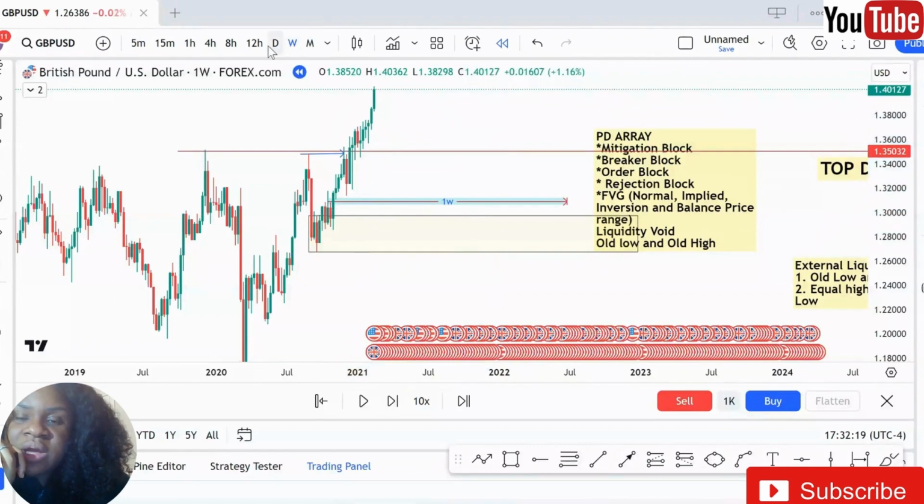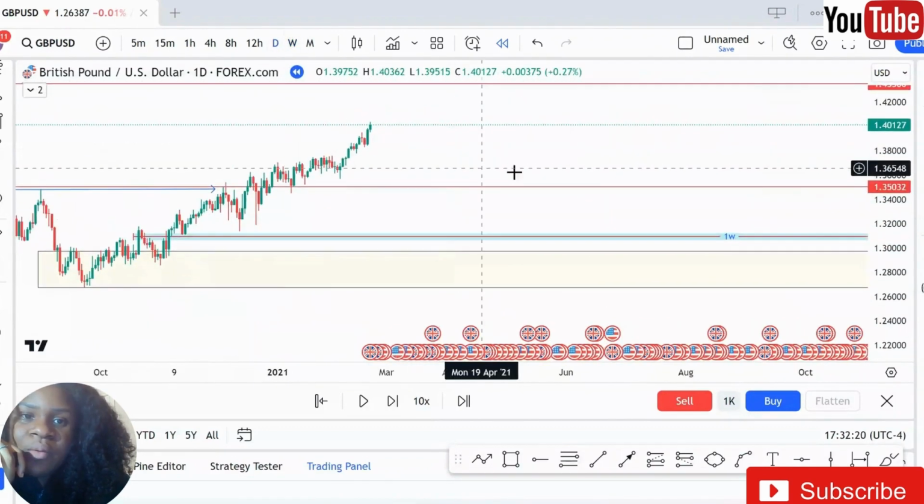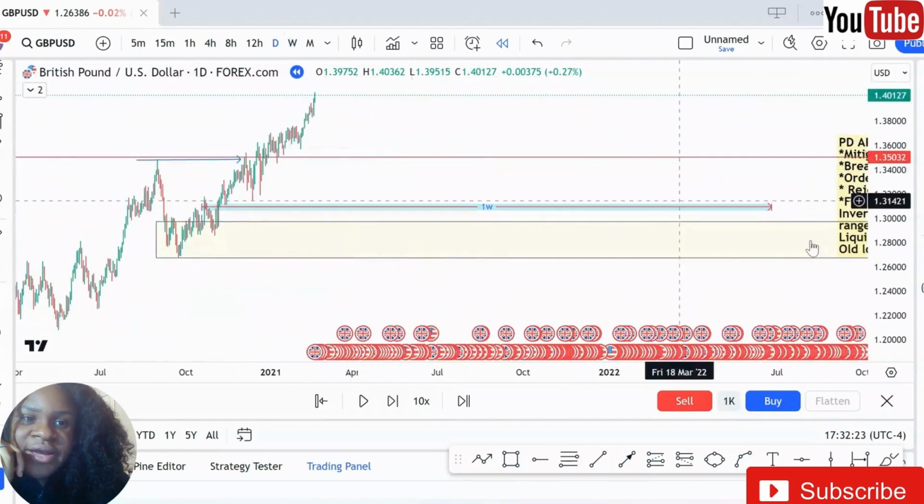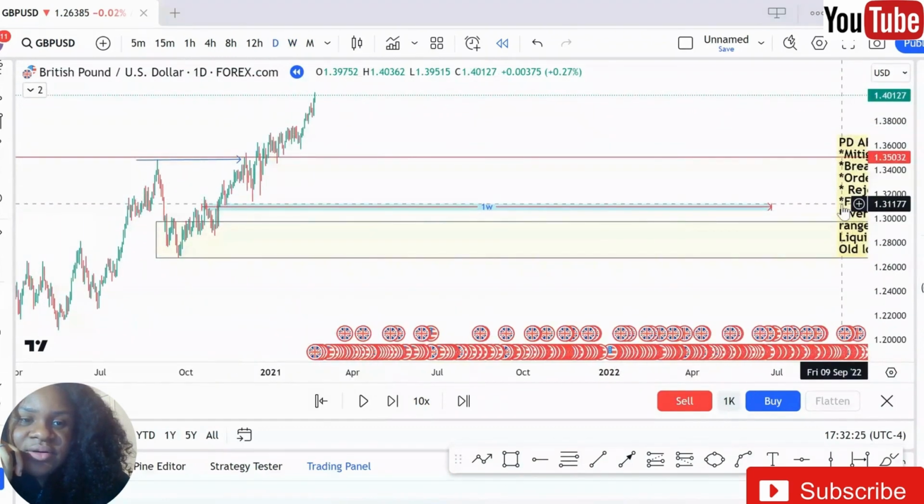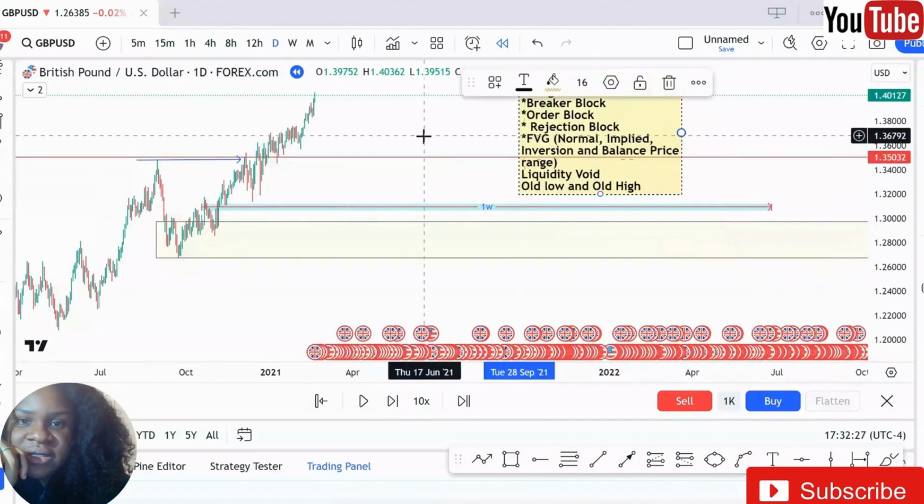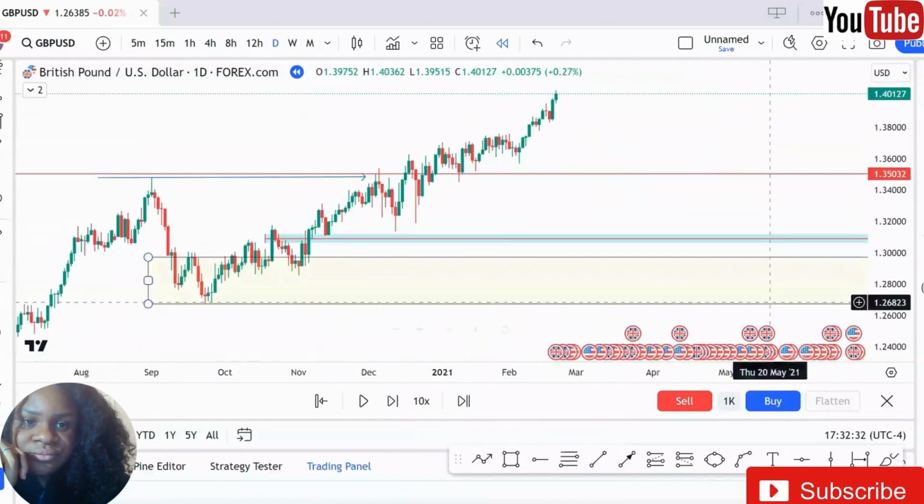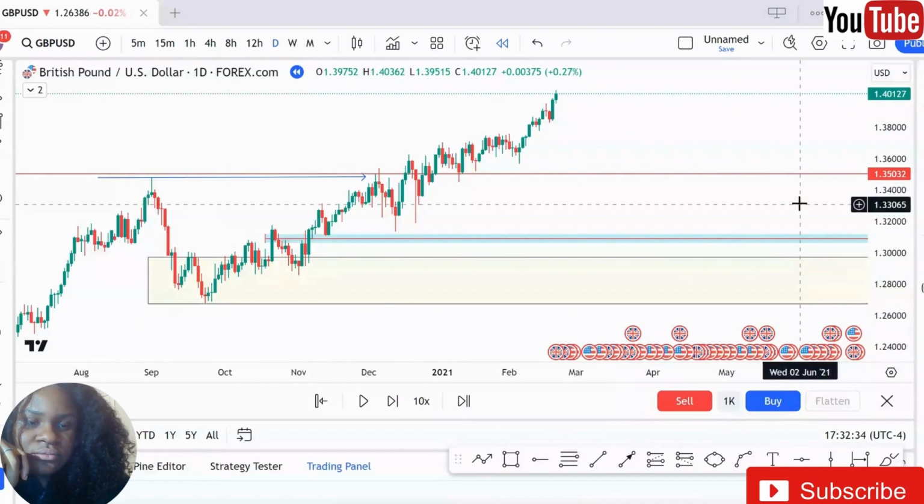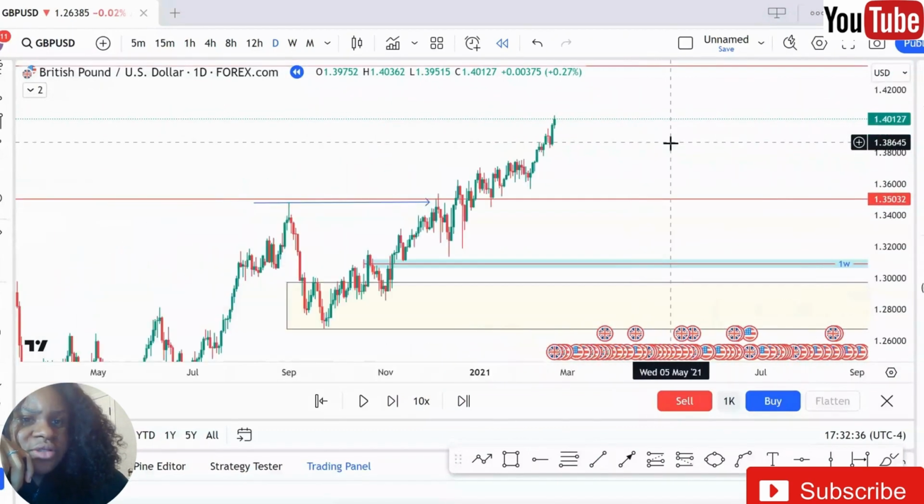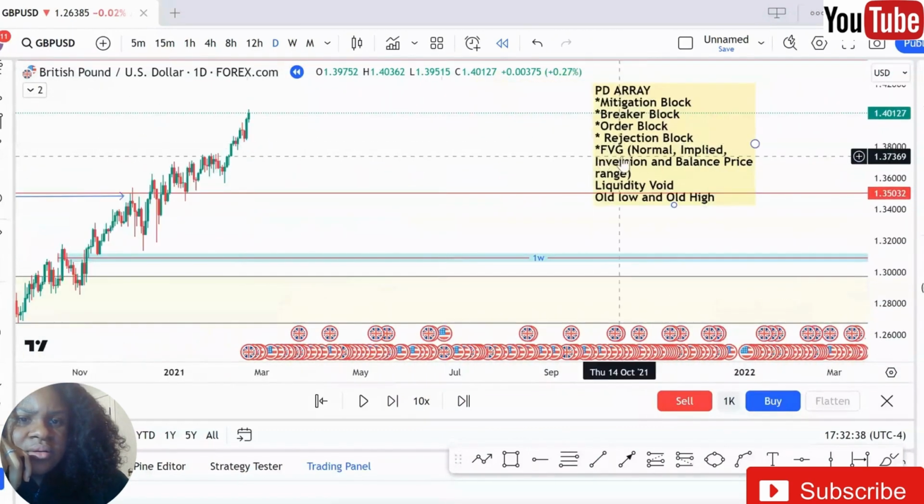Then I go down to my 1 day. On my 1 day chart, where is my guide? This is my guide. I call this my guide. Every time I analyze the charts, I always try to write it down. Sorry, I'm taking so much of your time here. Okay, so this is my guide.